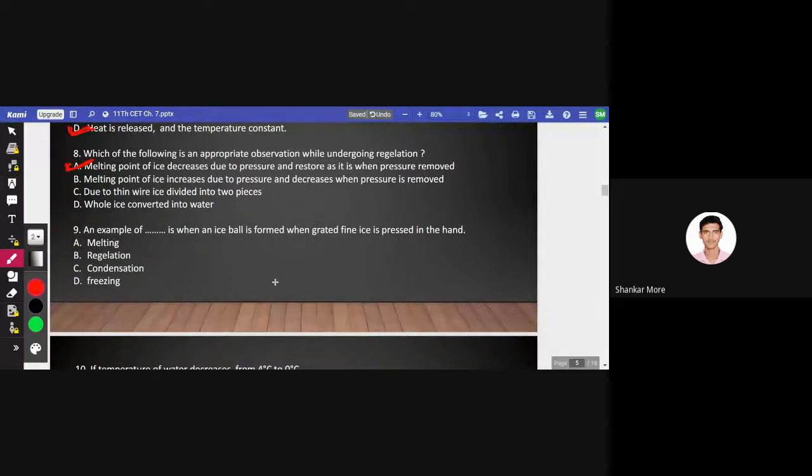This one is correct. Okay, 9th question. An example of dash dash is when an ice ball is formed when grated fine ice is pressed in the hand. So I think this should be the easiest question, and you don't need to write only the option A, B, or C. You have to write the complete word itself. So you can write it. Regelation, is it? So option B is correct.